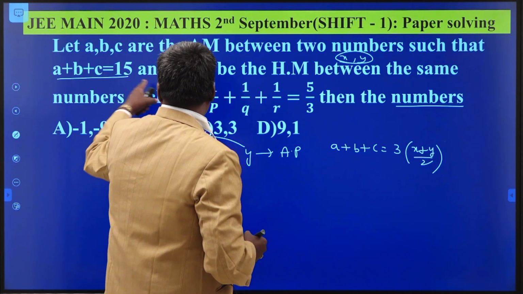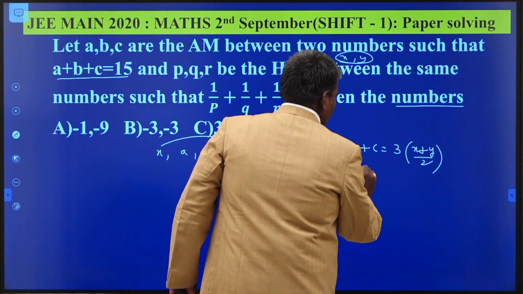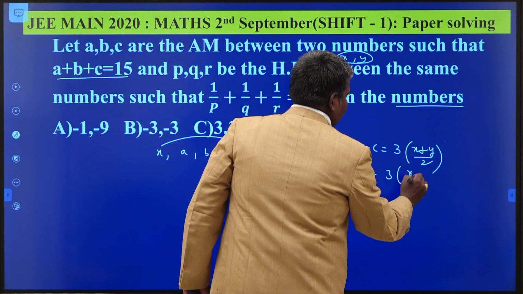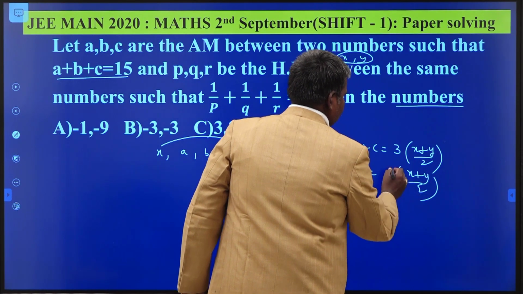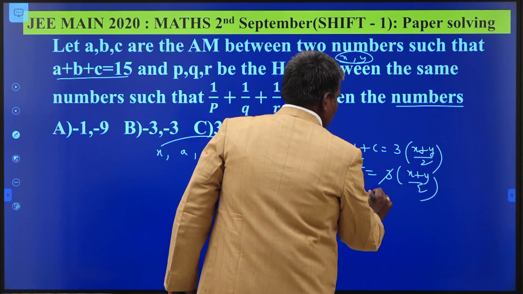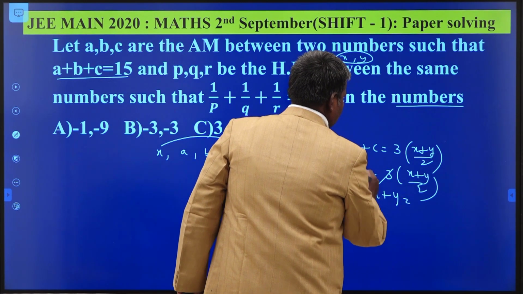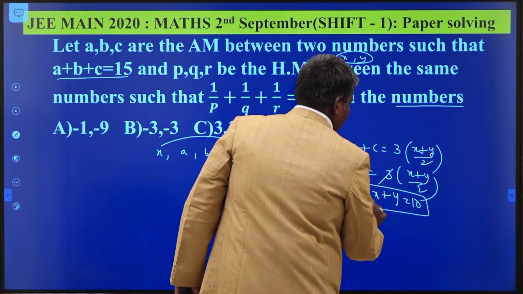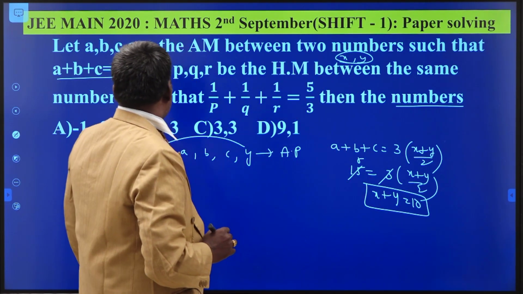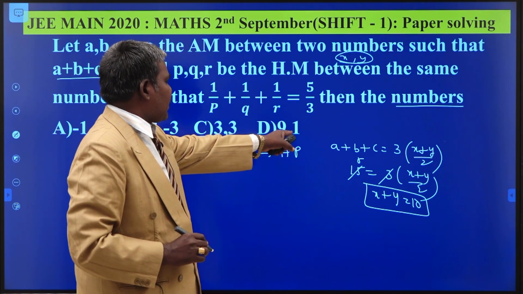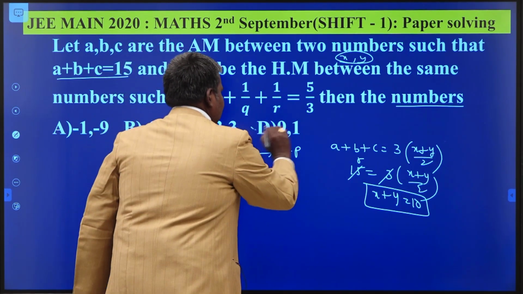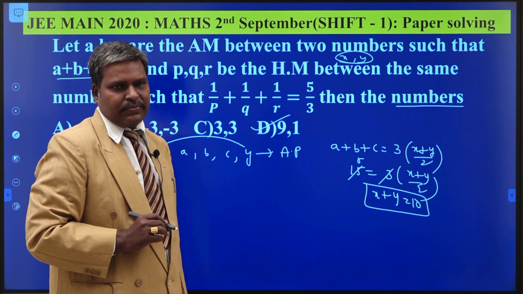What is your A plus B plus C? 15. 15 is equal to 3 times X plus Y by 2. This is 5 times X plus Y, which equals what? 5 twos are 10. The sum of the two numbers is 10. There is no 10 here except 9, 1. So we can decide the answer is 9, 1 itself.